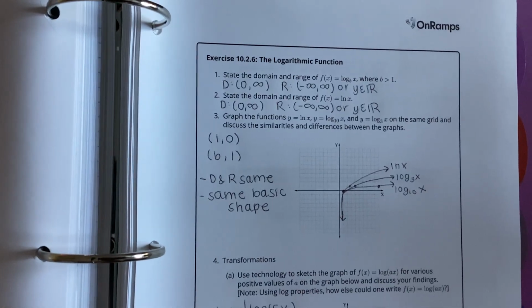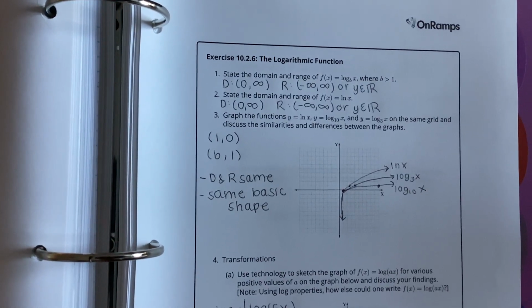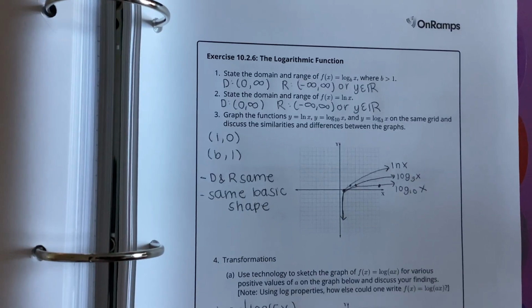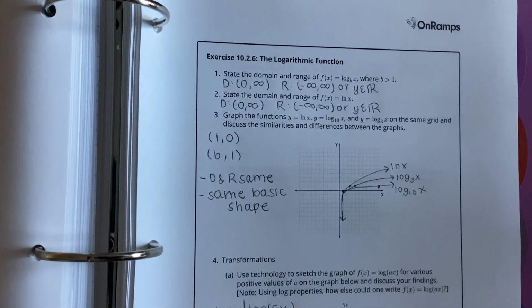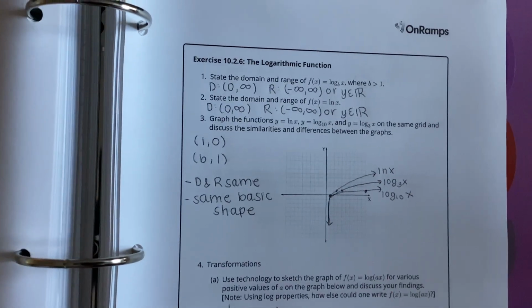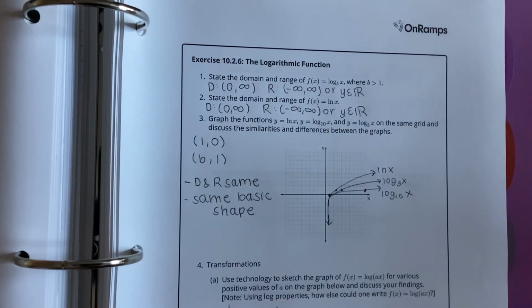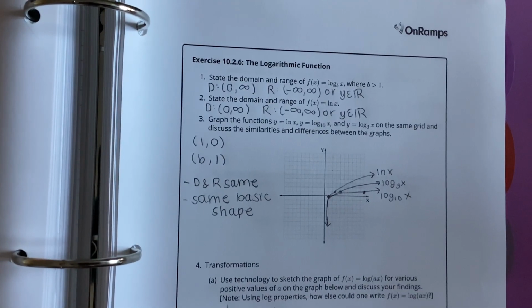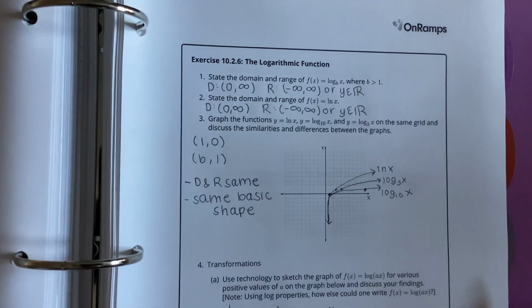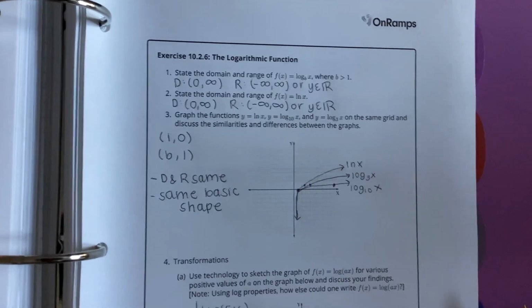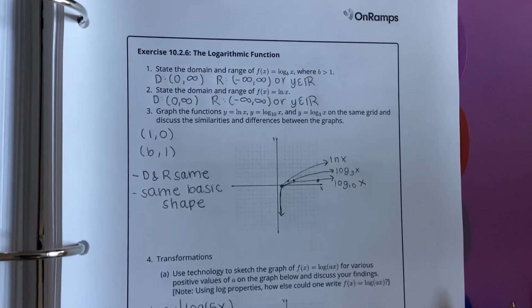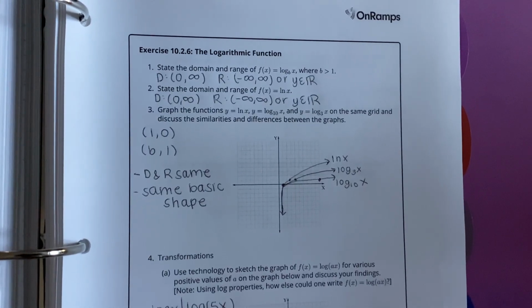So your domain and range that you should get, again, your domain is going to be 0 to infinity. Your range is going to be negative infinity to positive infinity, or y is an element of all real numbers. So that is for any base log function. Whether it's natural log, log base 10, log base 3, doesn't matter. They're going to have that domain and range. Okay? Then on number 3, we graphed 3 different ones.